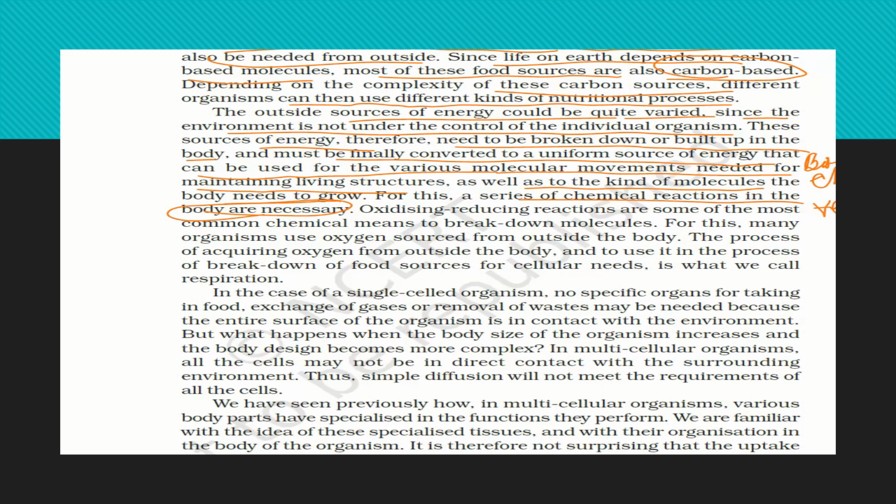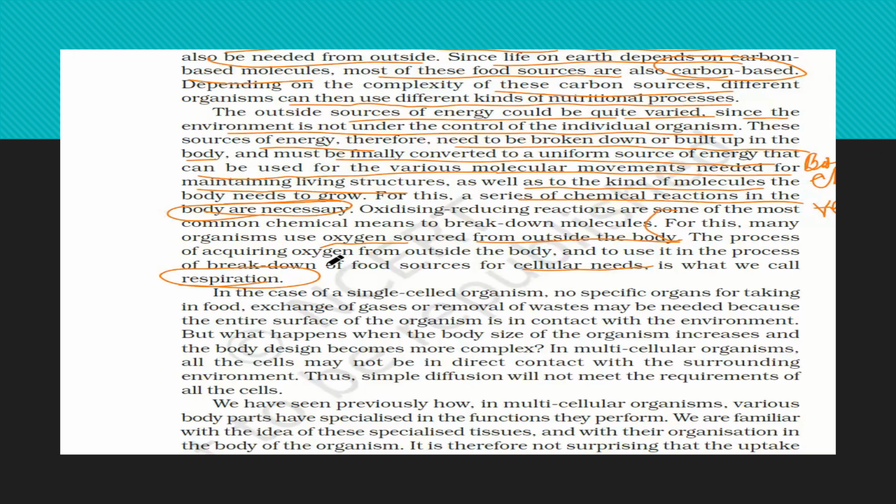So these are all biochemical reactions. Now for this, many organisms use oxygen sourced from outside the body. The process of acquiring oxygen from outside the body and using it in the breakdown of food sources for cellular needs is called respiration.